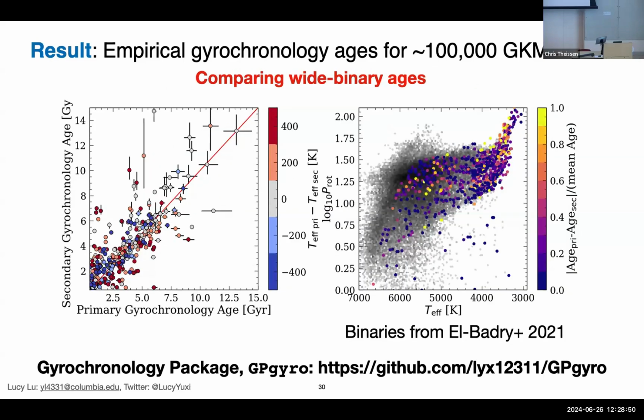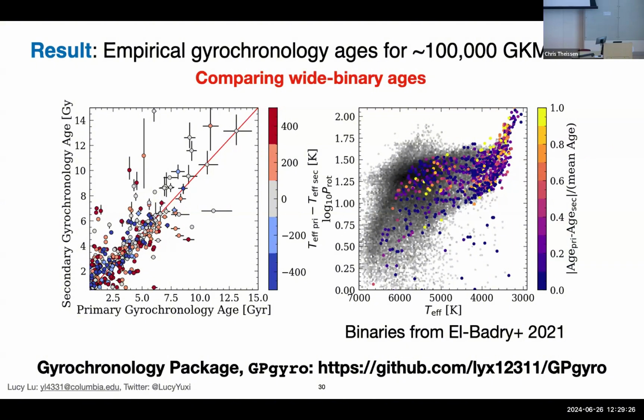Another test we did is a self-consistency test, in which we find stars where the primary star and the secondary star are both in wide binaries. So they're wide binary pairs. On the left, I'm plotting the primary gyrochronology age predicted from our model, and the y-axis is the predicted gyrochronology age for the secondary. They're colored by the difference in temperature. As you can see, we have a pretty self-consistent model within around 1 gigayear of uncertainty across all temperature ranges. On the right, I'm plotting around the same thing, but colored.